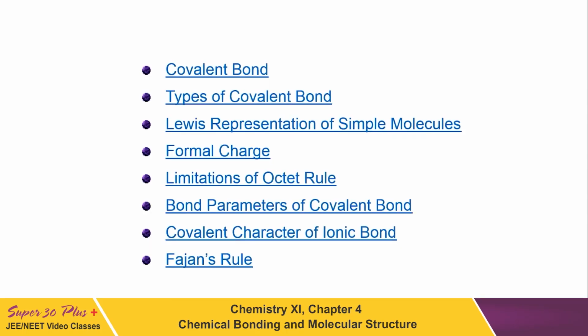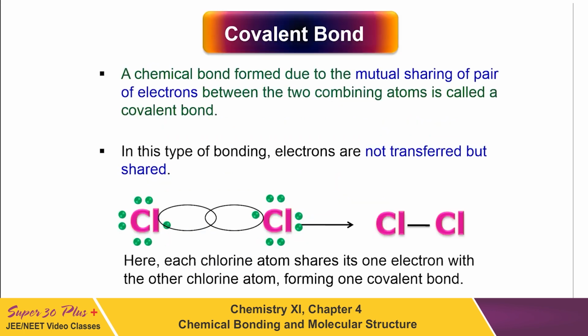So students, now we shall discuss in this class the covalent bond, types of covalent bond, Lewis representation of simple molecules, formal charge, and limitations of the octet rule. We shall also discuss the bond parameters of covalent bond in this unit, and at the end of today's class I will tell you about the appearance of covalent character in ionic bonds, which is further explained by Fajan's rules. Basically, Fajan's rules explain how covalent character appears in an ionic bond. Alright, let's start today's class.